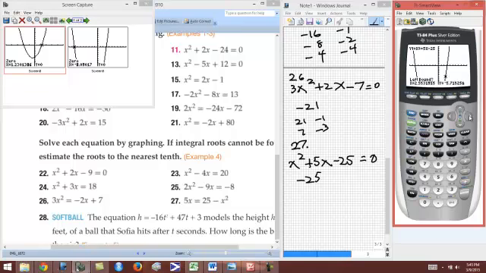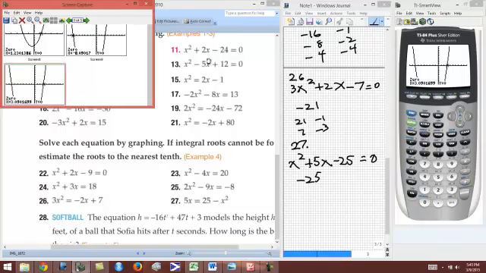Okay, there it is. The y coordinate's negative, so I'm to the left of the 0 on the x-axis. Now I'm going to go to the right. Now I'm above the 0, so I know this x coordinate is to the right of the 0. I hit Enter, Enter again, and 3.09 is my other 0. So I'll take a picture of that. So there's the two zeros. 8.09, 3.09.